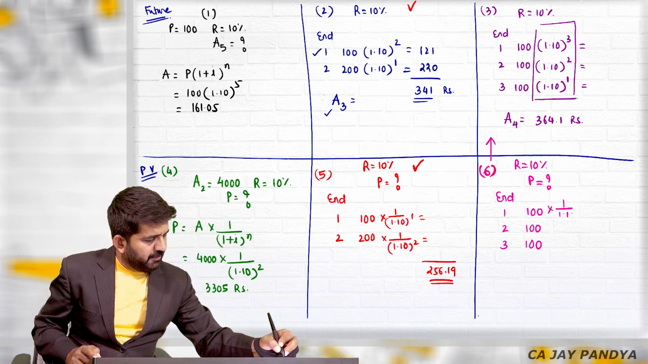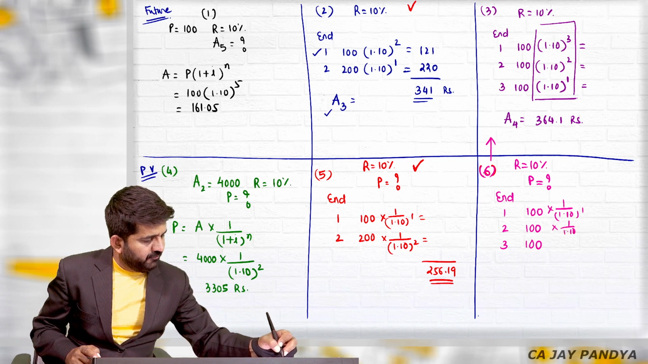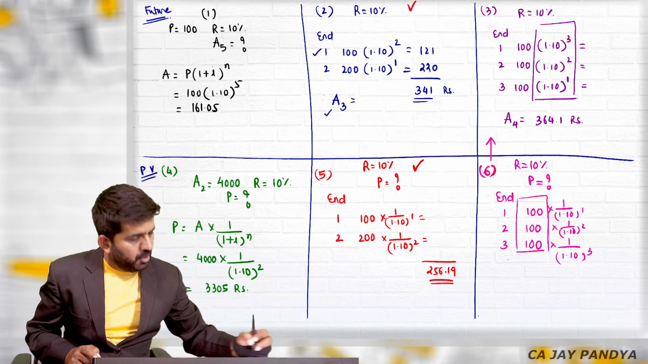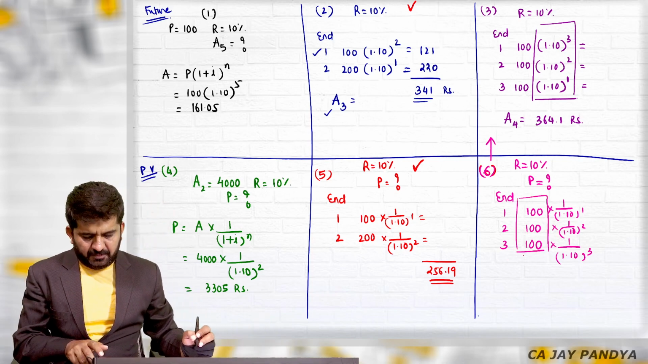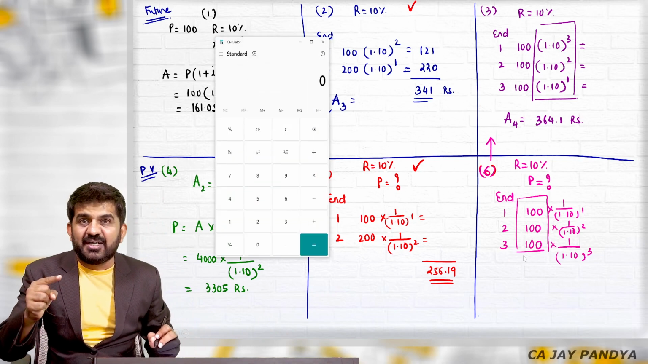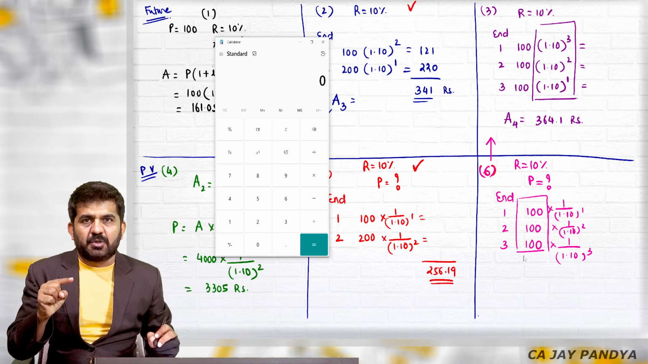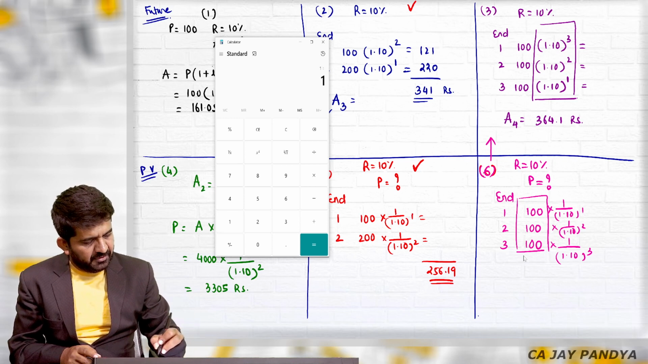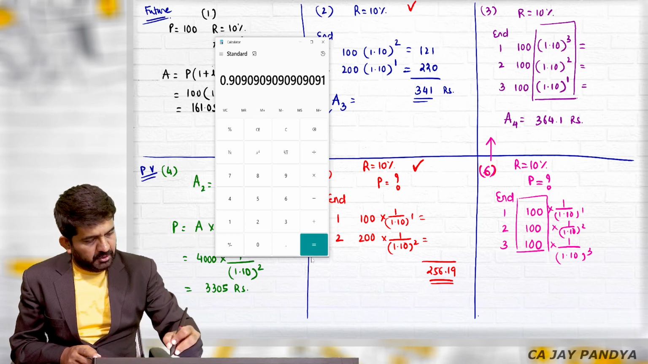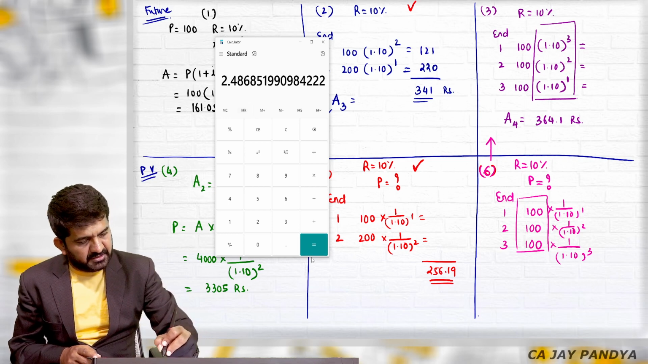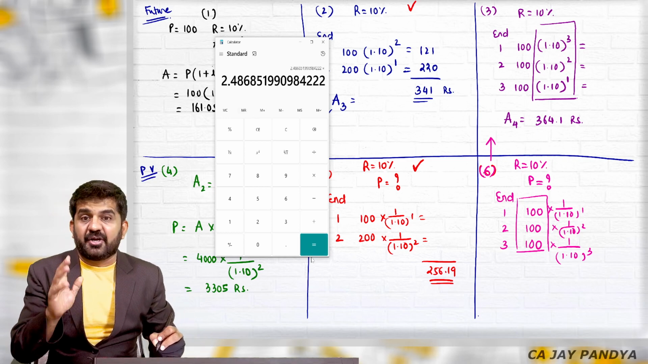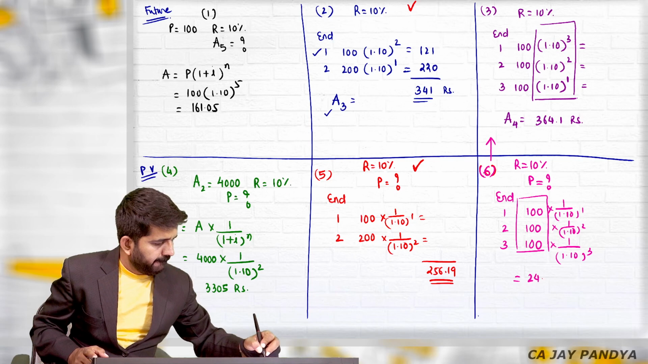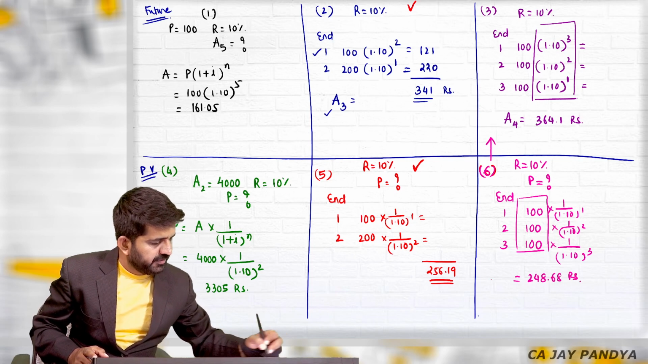It is 1 divided by 1.10 raised to 1, 1 divided by 1.10 raised to 2, 1 divided by 1.10 raised to 3. I'll take 100 common, add the remaining portion in my memory. You can do it with GT. 1 divided by 1.10 is equal to GT multiplied by 100. I'm doing it with M plus, then multiplied by 100, because we have taken 100 common, 248.60. This is present value.